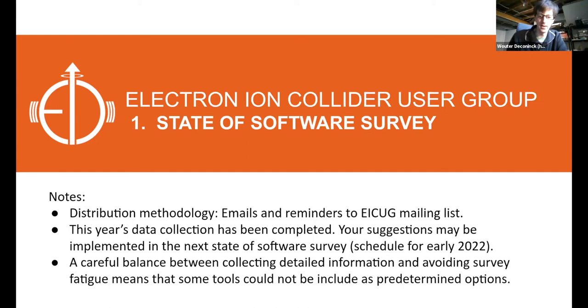Obviously, we learn at every stage about what maybe we should have asked in addition, or what we should have asked instead. We try to maintain a balance in this user survey between collecting a lot of information and getting actual responses without inducing survey fatigue. So we try to limit the number of questions to less than 10 to get a large number of responses.